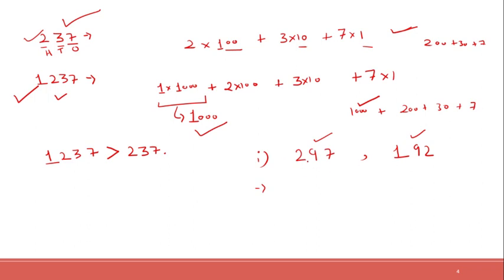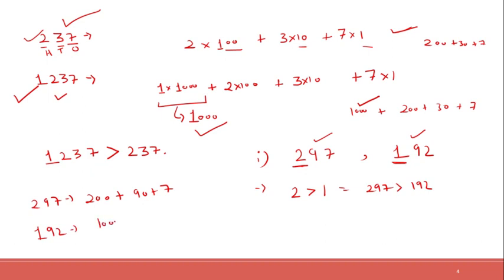Why? Because if we see the highest place value, the digit at the highest place value here is 1. The digit at the highest place value here is 2. So 2 is greater than 1. So we can say that 297 is greater than 192. Why is it so? Because when we expand 297, we get 200 plus 90 plus 7. In the case of 192, we get 100 plus 90 plus 2. We can see that here we have 200, here we have only 100. So this number will be bigger by 100 and this number will be smaller because it has an extra 100, right? I hope I made my point clear to you. Now coming to our questions.